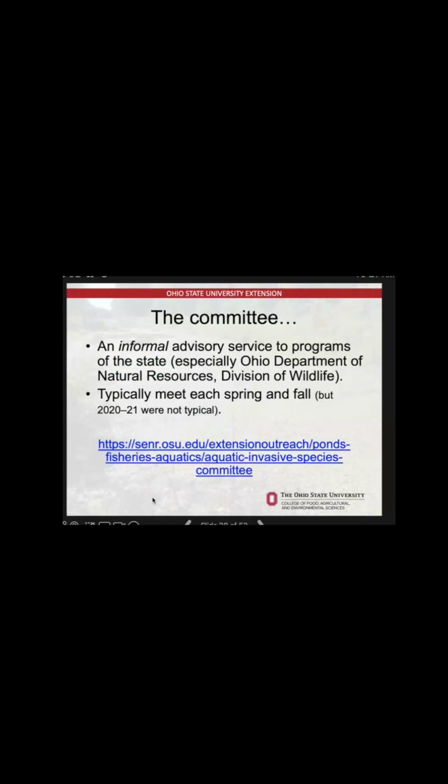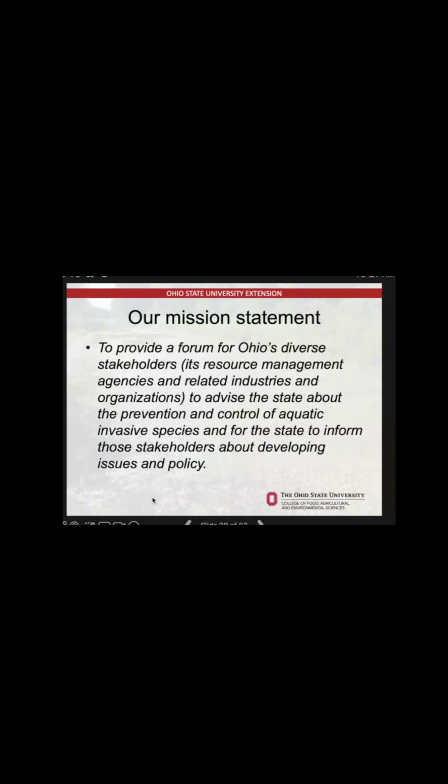Our mission statement is to provide a forum for Ohio's diverse stakeholders, its resource management agencies, related industries, and organizations to advise the state about the prevention and control of aquatic invasive species, and for the state to inform those stakeholders about developing issues and policy. Right? And that's a fair encapsulation of what we do.